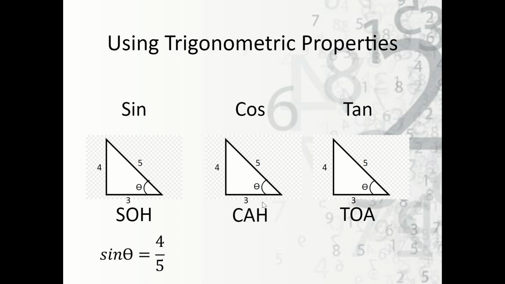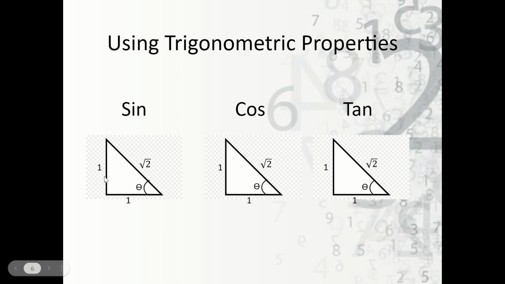Now we have the cosine. The cosine is the adjacent over the hypotenuse. The adjacent side is here, so this is 3 over 5. And tangent is opposite over adjacent. The opposite is 4 and the adjacent is 3, so it would be 4 over 3.